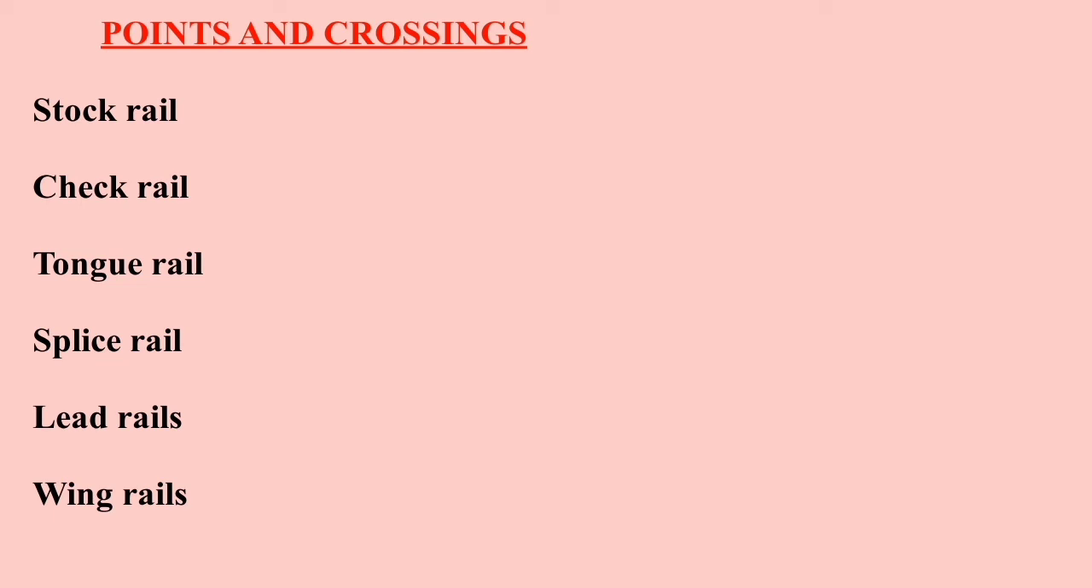What is a lead rail? These are the lengths of the rails from the end of the tongue rail to the toe of the crossing. And wing rail, the two bend-up rails of the crossing which are connected to the ends of the crossing lead rails are called the wing rails. And what is a heel? Tapered rails where they are fixed to the main rail are known as heel. Heel divergence. Heel divergence is the distance between the running faces of the stock rail and gauge faces of the tongue rail when measured at the heel of the switch.